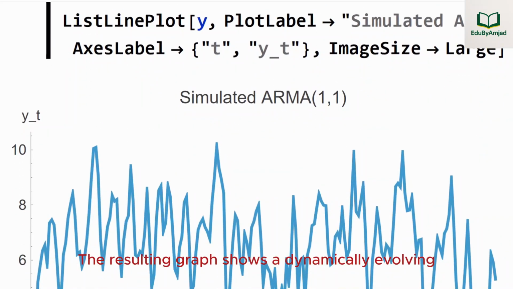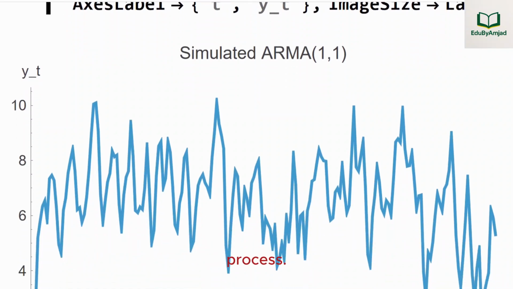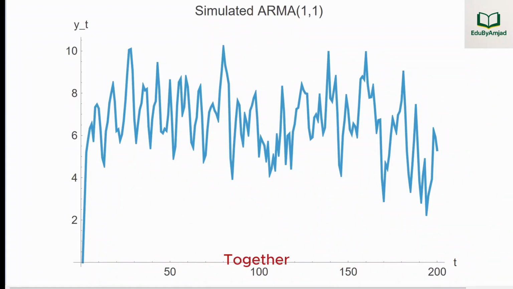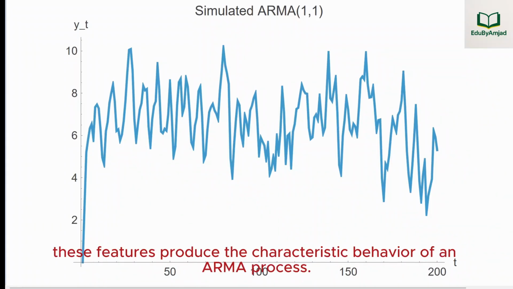The resulting graph shows a dynamically evolving stochastic time series generated by the ARMA 1-1 process. Notice how the series exhibits persistence due to the autoregressive component, while random shocks create short-run fluctuations through the moving average component. Together, these features produce the characteristic behavior of an ARMA process.